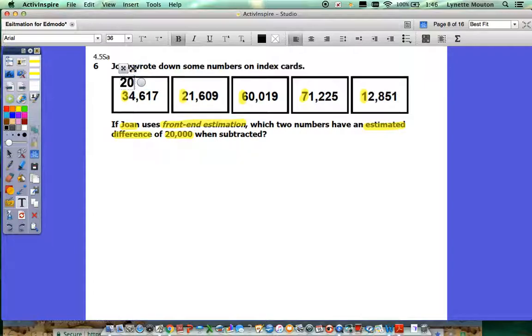3 is the first digit. Everything else just becomes 0. 2 is the first digit. Front-end estimation. Everything else becomes 0. 6 is the first digit. Everything else becomes 0. 7 is the first digit. Everything else becomes a 0. Don't forget your commas. And the last one.